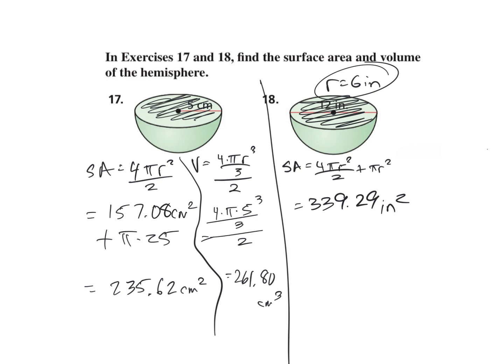And now we do volume, which is going to be just a little bit bigger than number 17 because the radius is just a little bit bigger. So volume is 4 times pi times 6 cubed, divided by 3, and then we divide the whole thing by 2. So 6 cubed times pi times 4 divided by 3, and then divide that by 2.